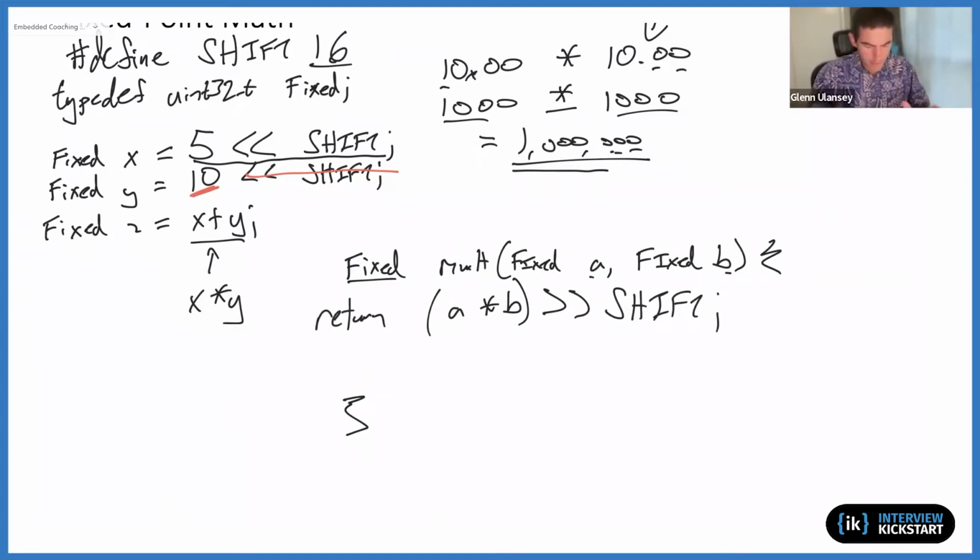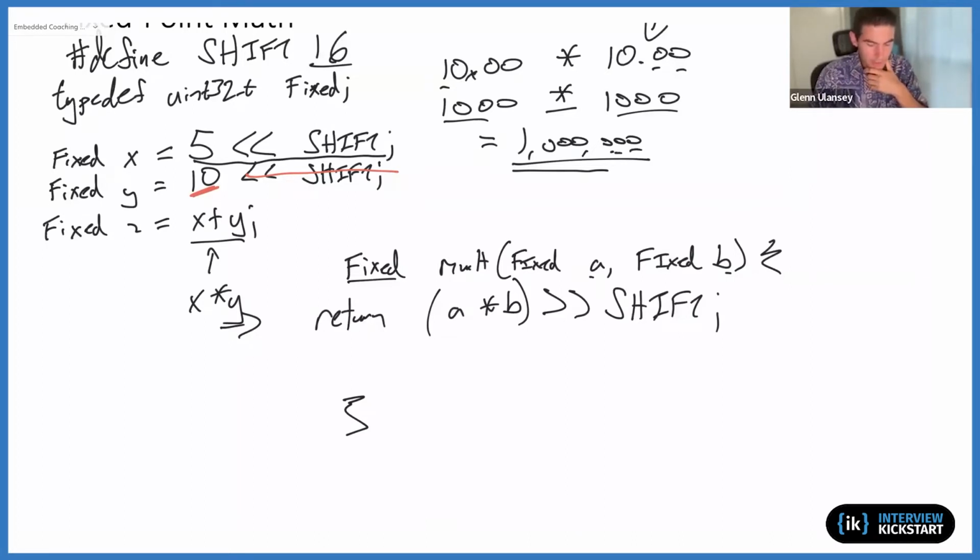So to say it again, in order to multiply two fixed point numbers, we do the multiplication, and then we have to divide them or shift them by that scaling factor in order to make sure that the final result has the decimal place back where we would expect it to be, such that the whole number component and the fractional component are logically correct.